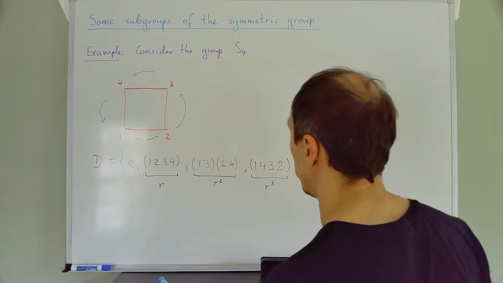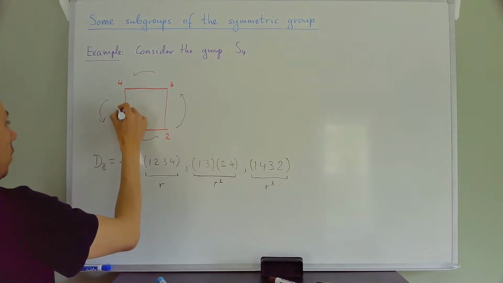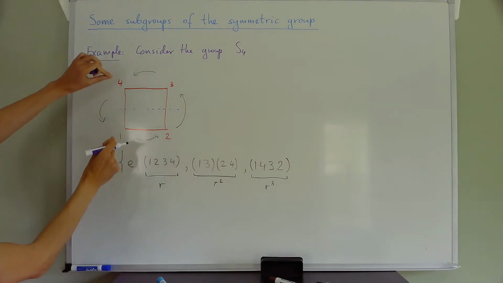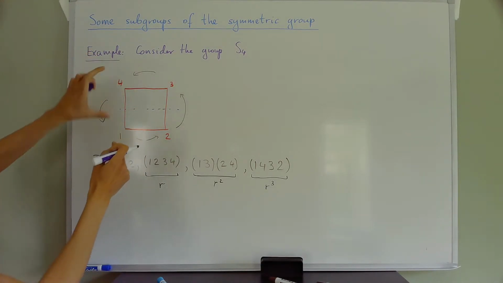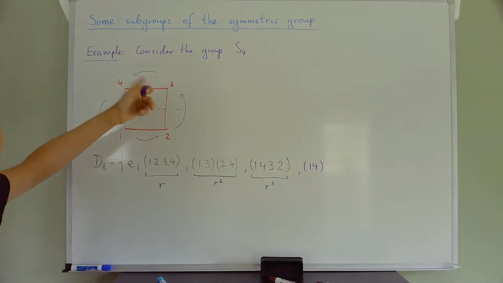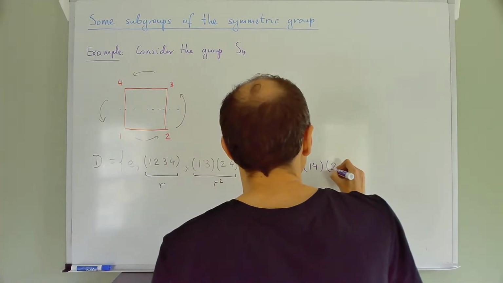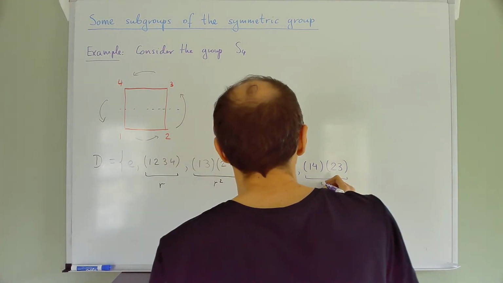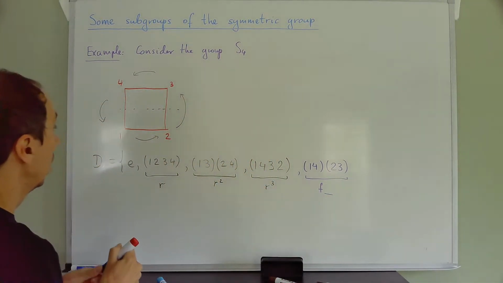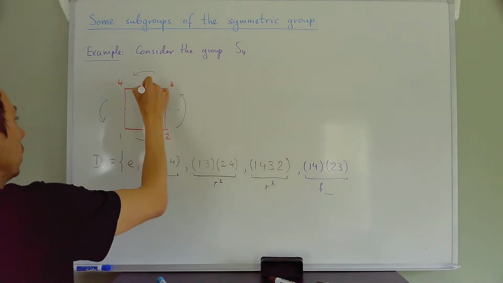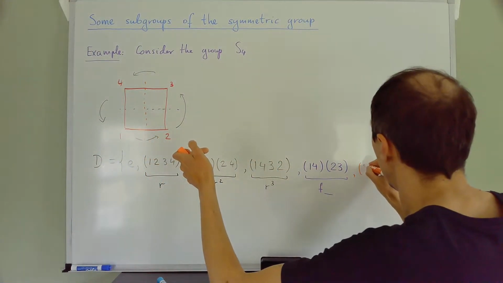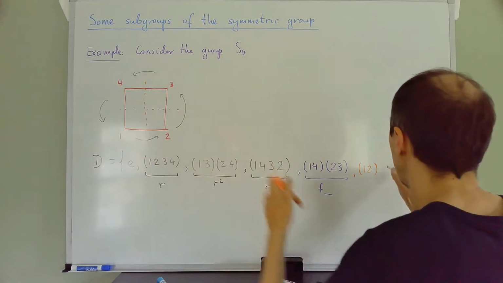Let's look at flips now. So if I do a flip with respect to the horizontal axis of symmetry, then 1 goes to 4 and 4 goes to 1. And then 2 and 3 are also switched. So that is what I would call the horizontal flip. What about the vertical flip? Well, that switches 1 and 2, and then switches also 3 and 4.